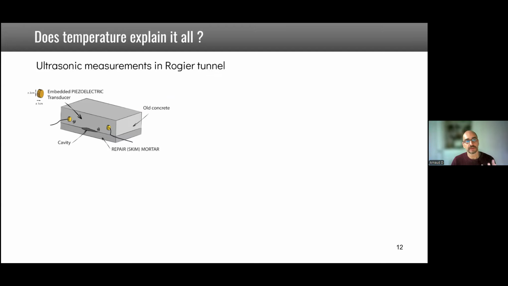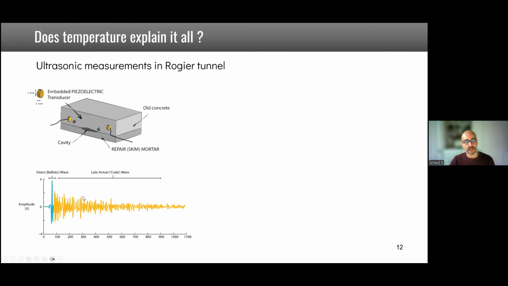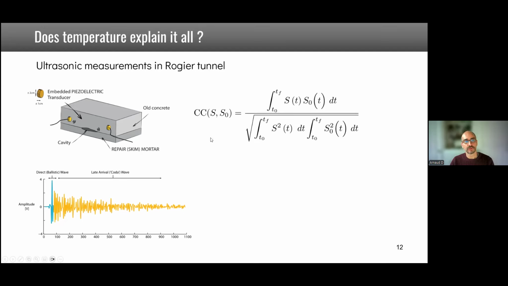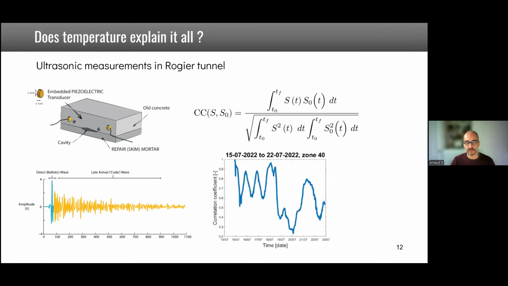So if I take ultrasonic measurements, I will come back to that in the second part, but we are doing ultrasonic measurements with embedded transducers in tunnels. And so we are sending waves here in the roofs of tunnels. And this is the type of measured waves that we see. Just believe me now, I will show more in the second part. But from that, we can compute what we call a correlation coefficient. So it means we take the first wave we measure at some point, and then we see how it evolves with time. And if the wave doesn't change, this is 1. If it changes, it's going to decrease.